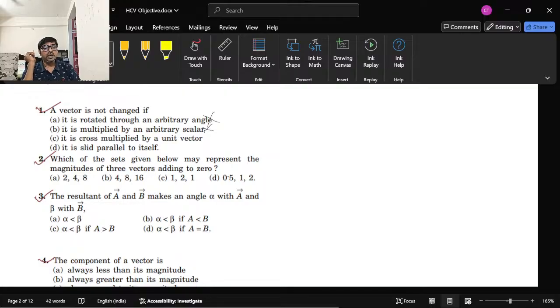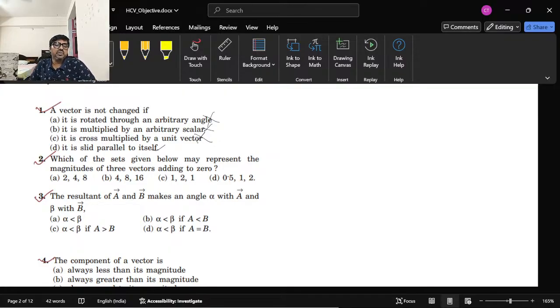It is slid parallel to itself. When you slide it parallel to itself without changing the direction, without changing the magnitude, then the vector is not changed. So the answer is D. Cross multiplying also, you will get sine theta, and the direction will be perpendicular to the plane. So C is also incorrect. Right. Next, second question.